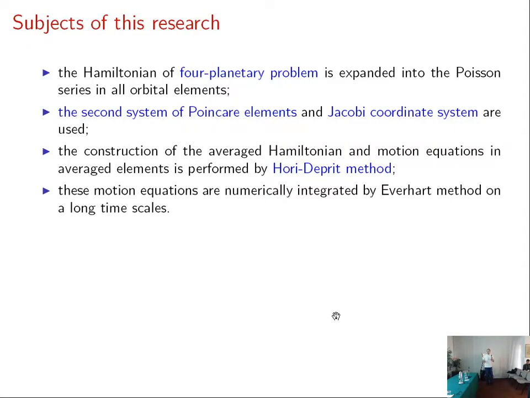Let's talk briefly about the subject of this research. Firstly, we expand the Hamiltonian of the four-planetary problem into the Poisson series in all orbital elements. We use the second system of Poincaré elements and the Jacobi coordinate system for it. The construction of the averaged Hamiltonian and motion equations in averaged elements is performed by the Hori-Deprit method. And finally, these motion equations are numerically integrated by the Everhart method on long time scales up to 10 billion years.